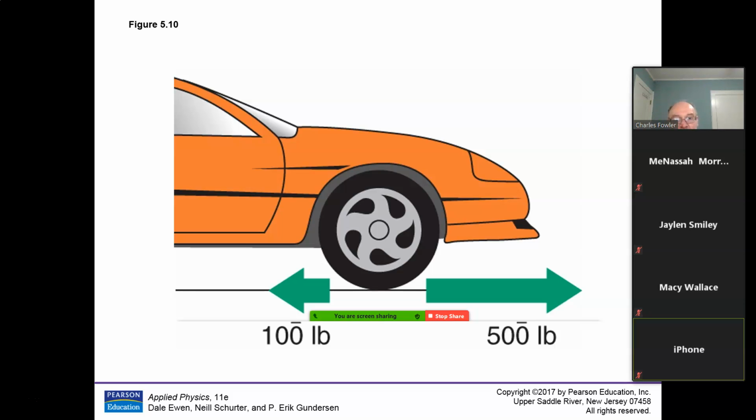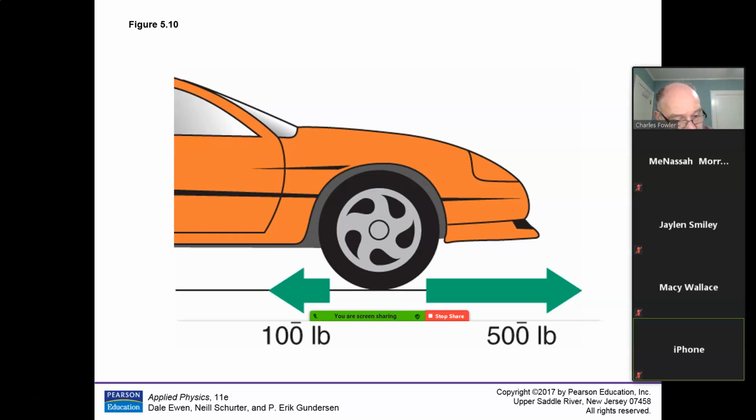In fact, this picture is for one of the problems. I didn't realize that. I can't see which one it is.